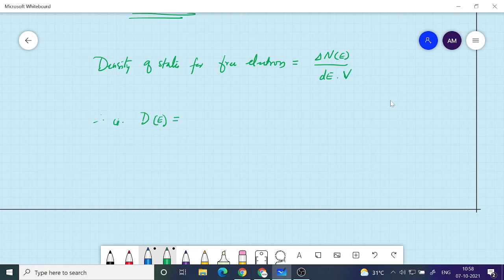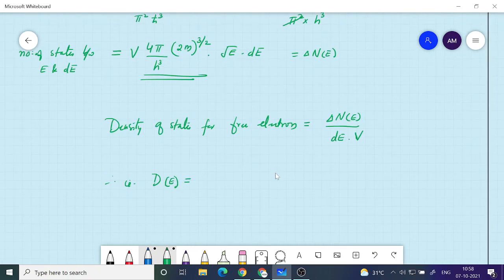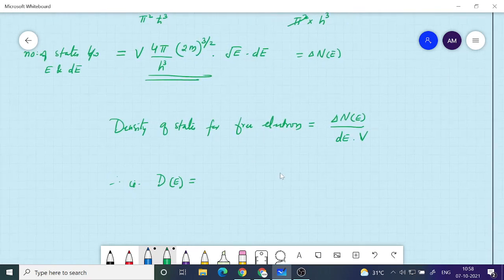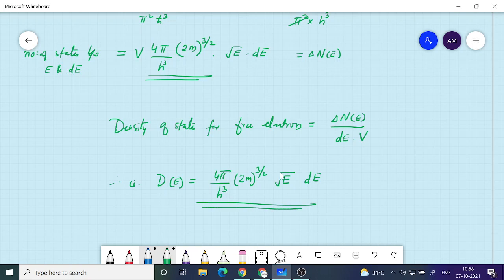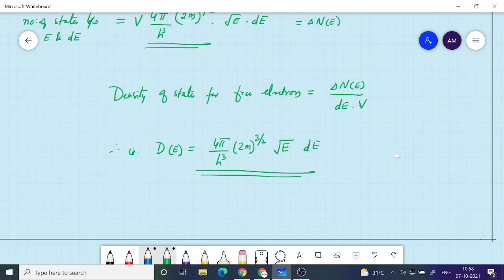So when you divide by dE, V will also go, so we will get 4 pi by h cube, and this formula you have to learn by heart, square root of E. So this is the density of states for free electron.